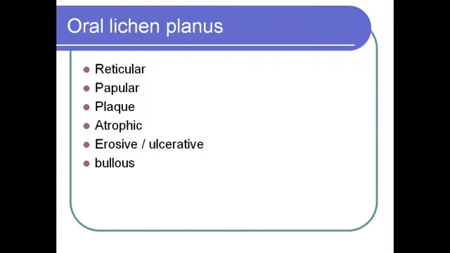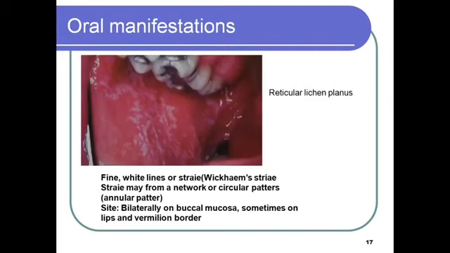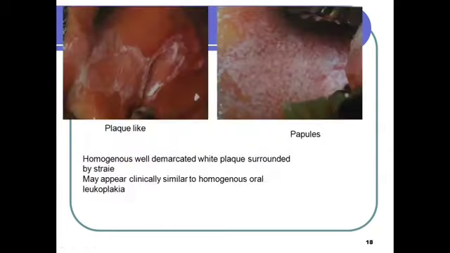So these are the various types of oral lichen planus: reticular type, papular, plaque, atrophic, erosive or ulcerative, and bullous lichen planus. So reticular lichen planus shows fine white lines or striae. It is known as Wickham striae. It is seen as a network of circular patterns. You can see the white striae, Wickham striae, here. It is commonly bilateral on buccal mucosa, sometimes on lips and vermilion border.